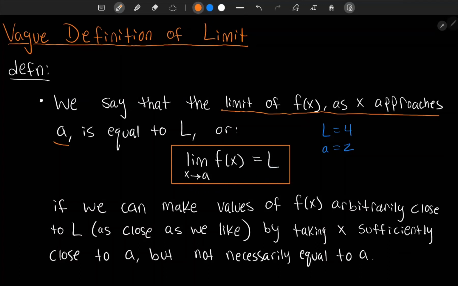But again, as a caution, so I'll draw a caution sign. This is vague and imprecise. What I mean by that is, what does it mean by arbitrarily close to L? That's not really well defined. And sufficiently close to a is also not really well defined. So what exactly arbitrarily close to L means and sufficiently close to a means, we'll define in a later section of this series. But for now, this sort of approach is good enough.